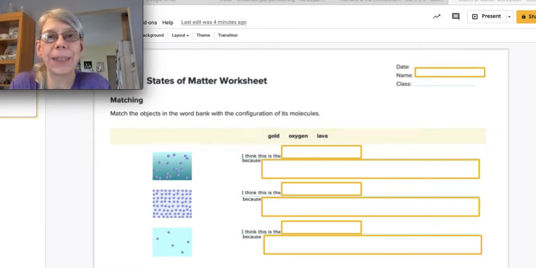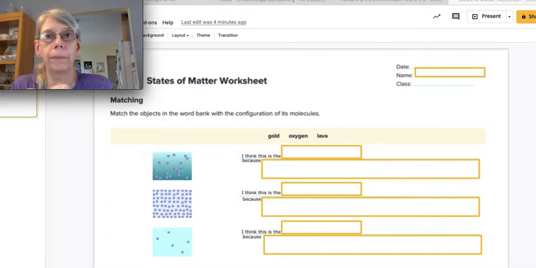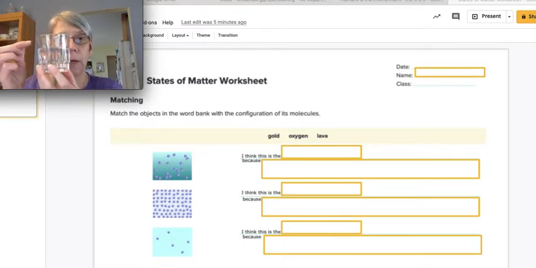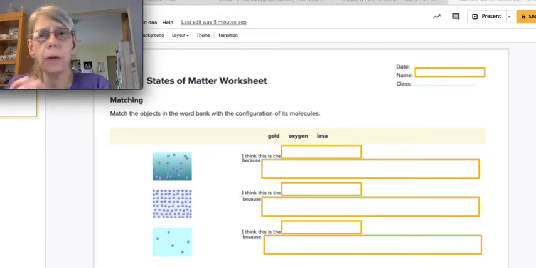Welcome to chemistry class. All right, today we're gonna apply what we talked about in the video from yesterday to the states of matter. Now, you may have seen this demonstration before, but I have always liked to use this. All right, no matter what state matter is in, whether it's a solid like this glass, a liquid like the water inside the glass, or the air in the room, it's all made of particles, and those particles are moving.